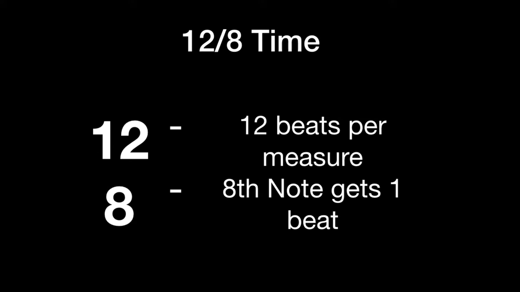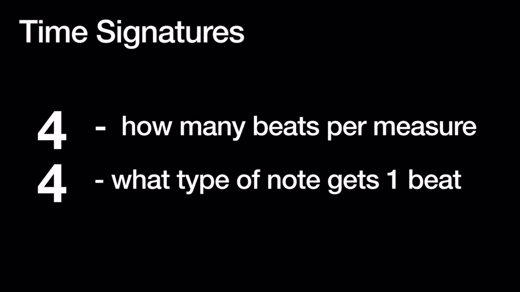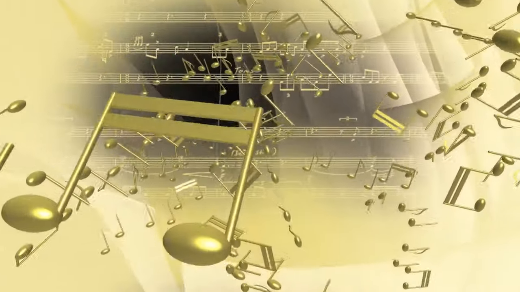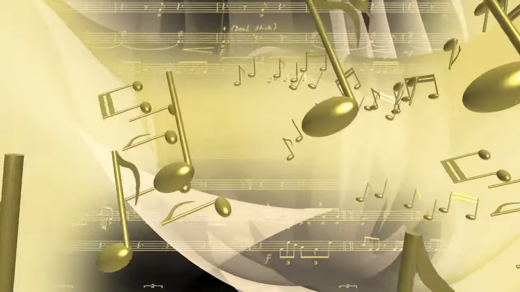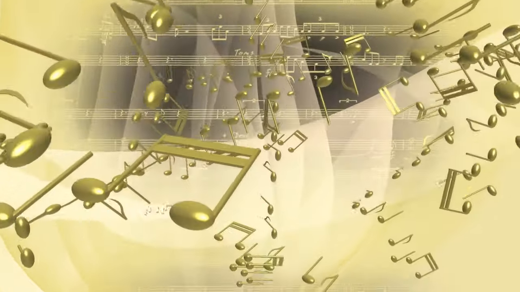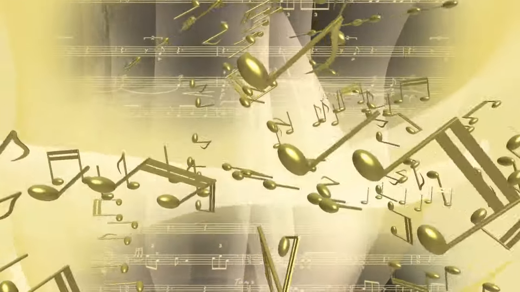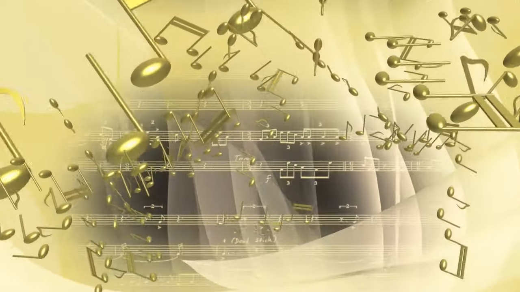We're just going to go over one more, and that's going to be 12/8 time. 12/8 time is another compound time signature. This one is similar to 4/4 time, because even though there's 12 beats per measure, it's going to feel like 4 large beats that are divided into 3s. So 1, 2, 3, 4, 5, 6, 7, 8, 9, 10, 11, 12.